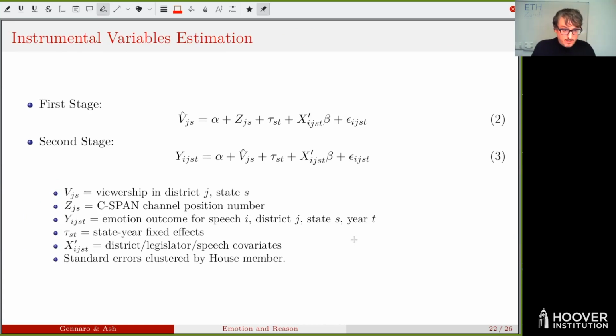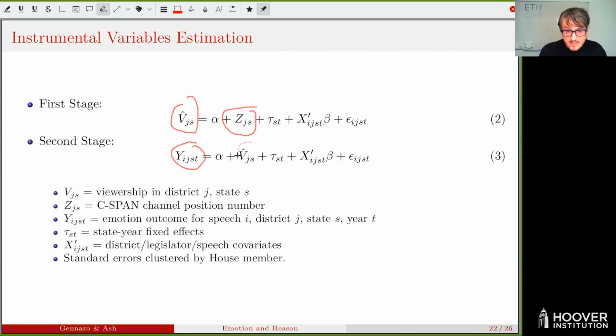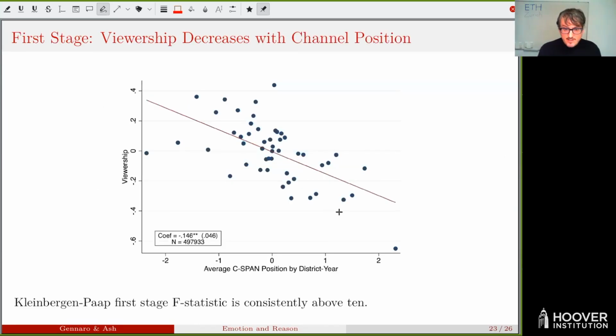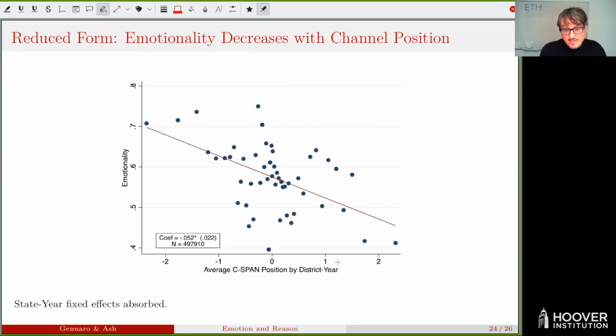Our estimating equations for IV are pretty standard. We have a first stage where we instrument viewership using the channel position. Then in the second stage, we estimate the effect on emotionality of instrumented viewership. Here's the first stage. As I was just mentioning, as the C-SPAN position goes up, from 10 to 20 to 30 to 40, 50, people watch C-SPAN less. So you can see this causal effect of the channel position on viewership. Then we ask, does this same variation in channel position affect the emotionality of the congressman in that office? It turns out the answer is yes. In the places where people watch less C-SPAN because it has a higher channel position, the emotionality of the congressman in those districts is lower.